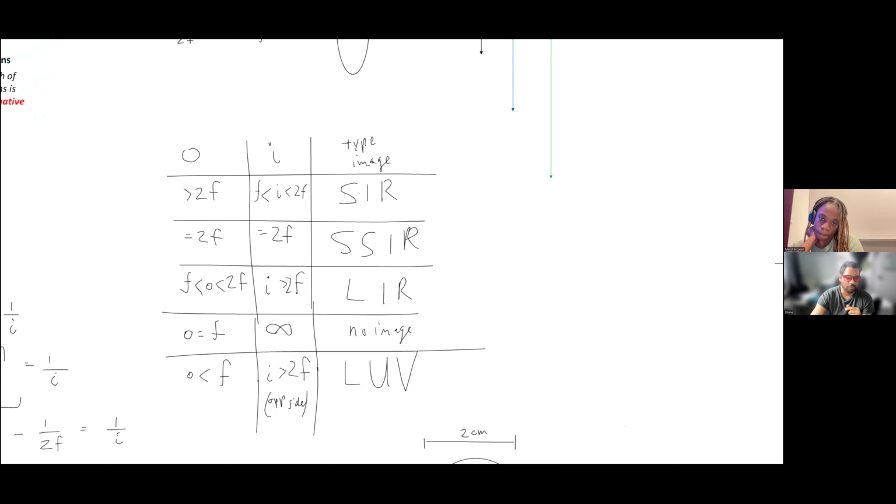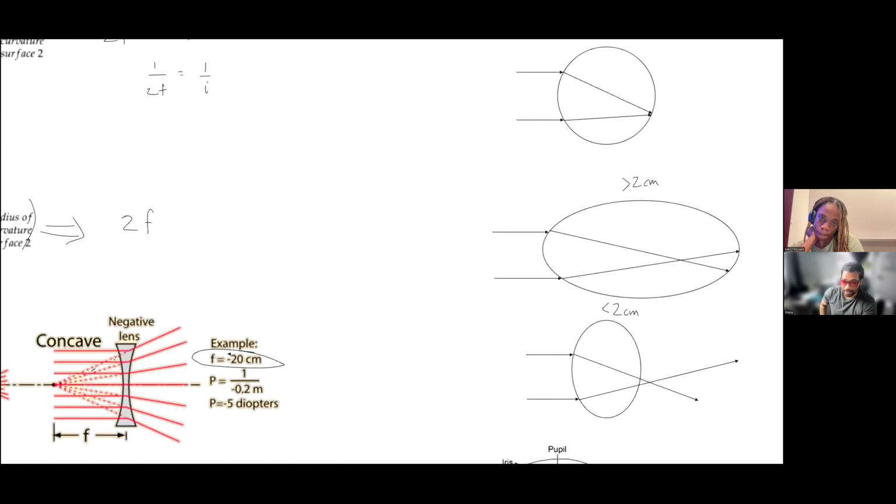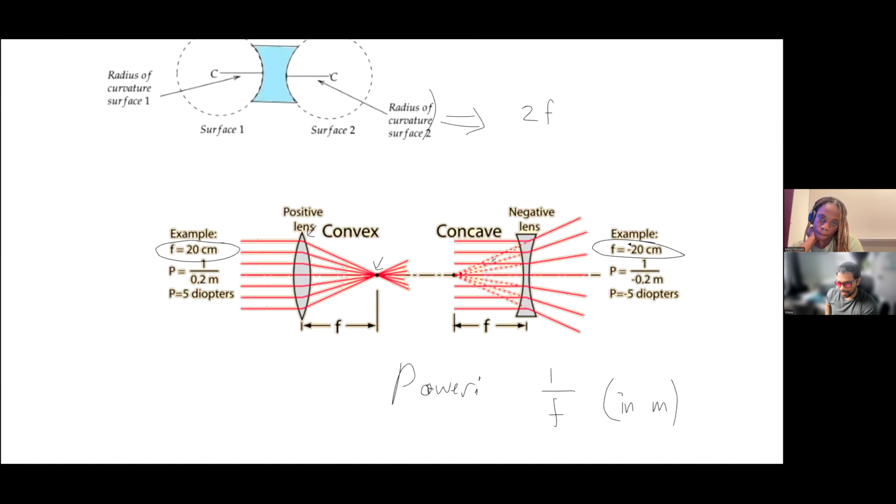And then we talked about what focal length is and how it's related to the radius of curvature, which is twice the focal length, and how it's a fixed property of that optical device, based on its shape. And 1 over the focal length, if you use that in terms of meters, that'll give you the power of that lens in units of diopters.